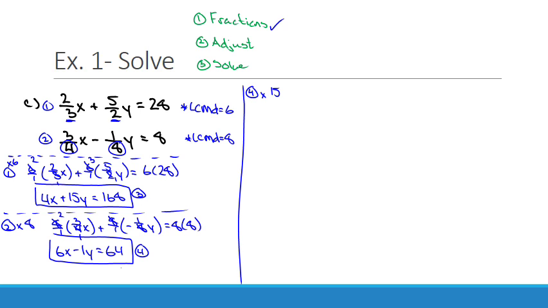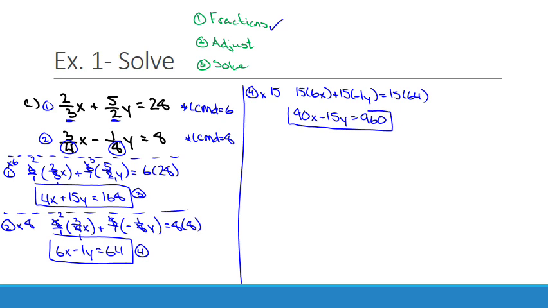So 15 times 6x, that's a positive 15, times negative 1y equals 15 times 64. So that is going to be 90x minus 15y equaling 960. And I had written that number out before, everybody. I didn't do that in my head. So new arrangement, new number.